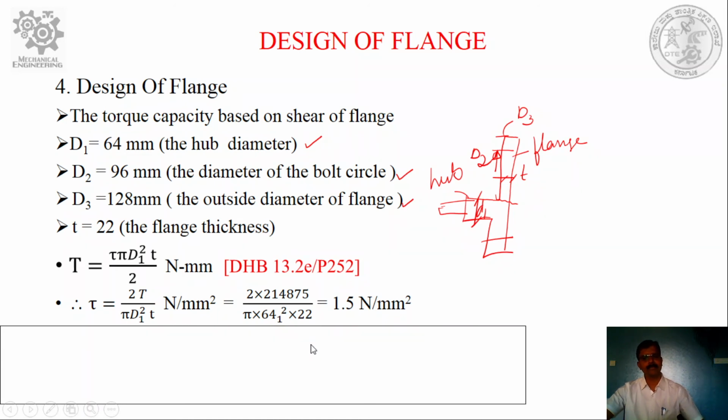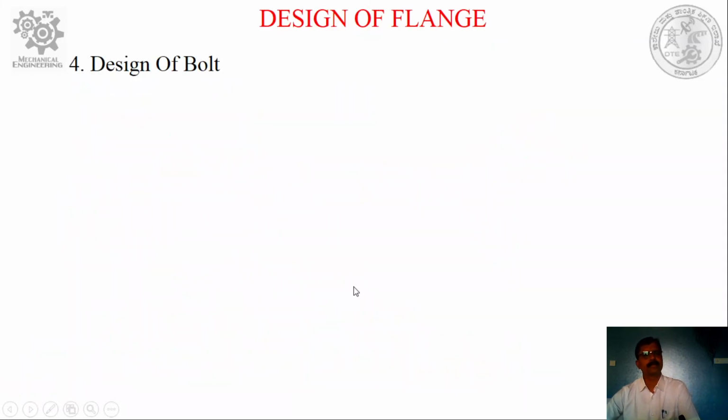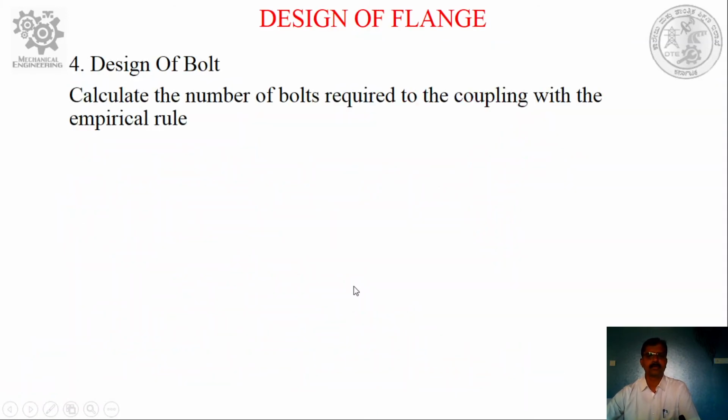Now we compare this to the allowable shear stress. Since the induced shear stress is less than the permissible shear stress in the flange, therefore the design of the flange is safe under the given condition. Now design of the bolt. Calculate the number of bolts required for the coupling with the empirical rule.